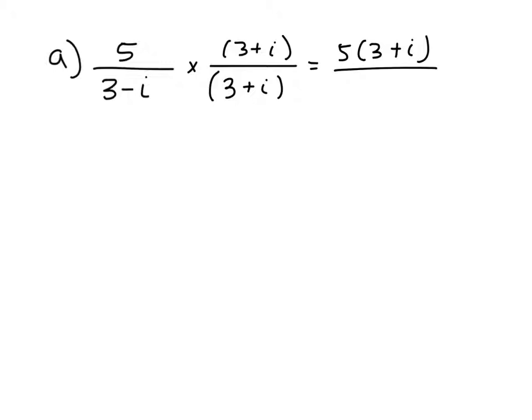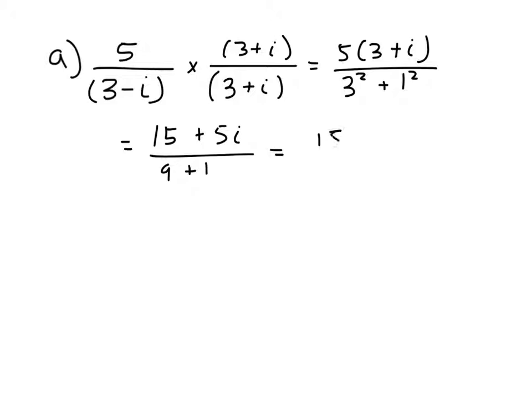And then I'm going to use the complex conjugate product theorem, which says that if you multiply a complex number by its conjugate, the answer is a squared plus b squared. So that would be 3 squared plus b squared, in this case b is just 1. Then let me distribute that 5, so I'll have 15 plus 5i divided by 9 plus 1, which is 10. So I'll have 15 plus 5i divided by 10.